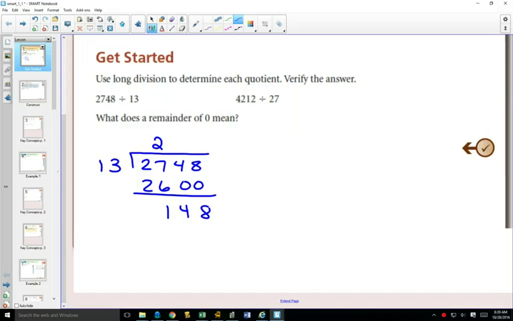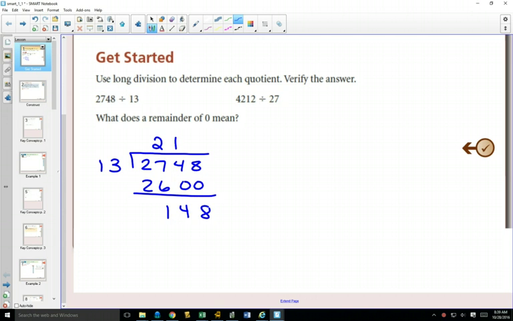Now, the process of long division is doing the same thing over and over again until you're done. So now that we've figured out that we're going to have something in the 200s, and we subtracted 2,600 as a result, we're left with 148. And now we do the same process with the 13 and the 148 that we did with the 13 and the 2,748. You look at your digits until you can divide something by 13. Can you see that we have to go to 2 digits, to the 14, before we can do that? And how many 13s are there in 14? There's 1.